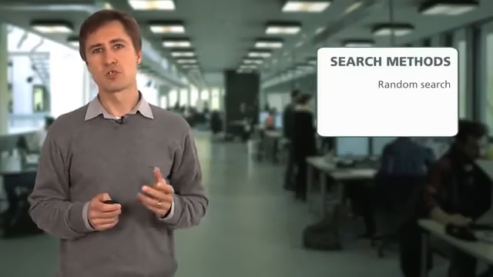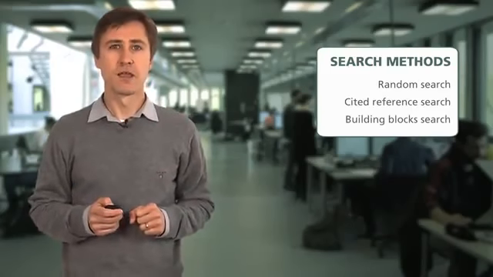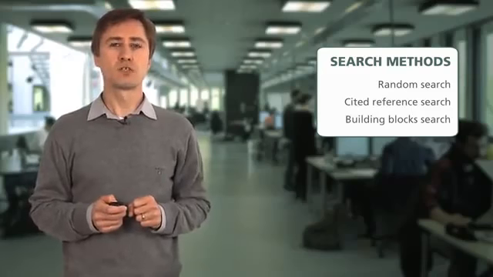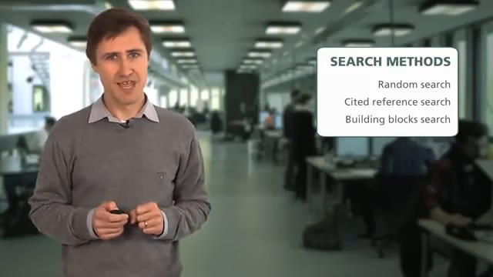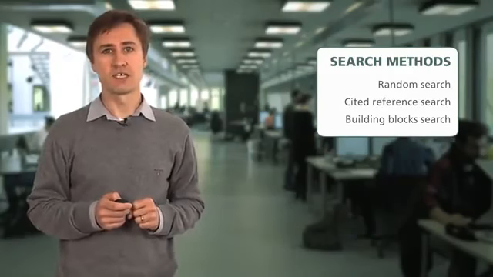When all this has been done, you should use one or more of these search methods: random search, cited reference search, and building block search. The three methods each have their own strengths and limitations, and will often supplement each other during your search for literature and information.